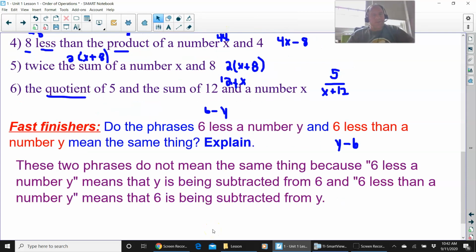So I typed it down there for you. These two phrases do not mean the same thing because 6 less a number y means that y is being subtracted from the 6. And 6 less than a number y means that the 6 is being subtracted from the y. So they're different. Remember, subtraction is not commutative, so you can't just switch it around. All right? And that's it. On to the next page.